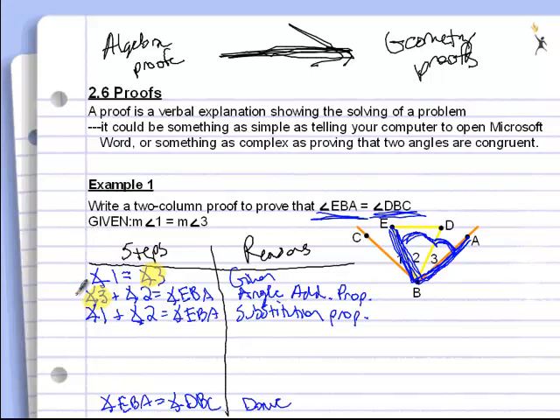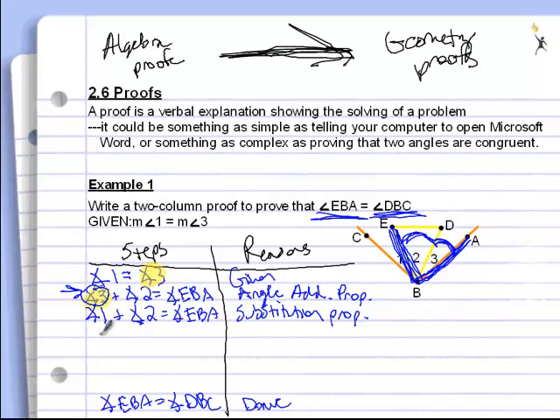Again, here I have a problem that says angle 3 plus angle 2 equals angle EBA. I'm taking out angle 3 and substituting in angle 1 because they equal the same thing. The substitution property allows me to do that. Again, it's like you owe me $5, but instead of paying me a $5 bill, you're paying me 5 ones. It's still the same. It just looks different. Here, instead of writing angle 3, we're going to write angle 1.